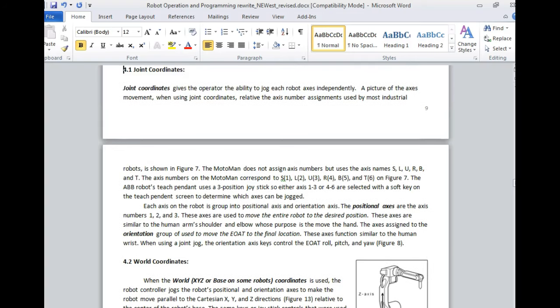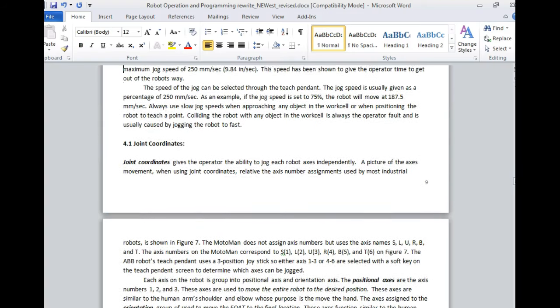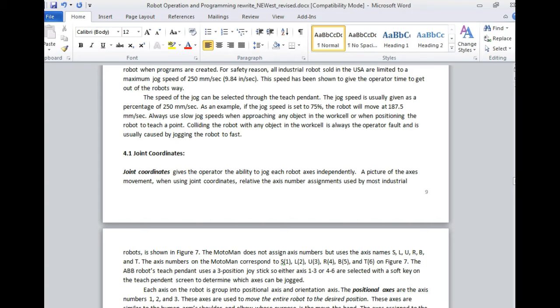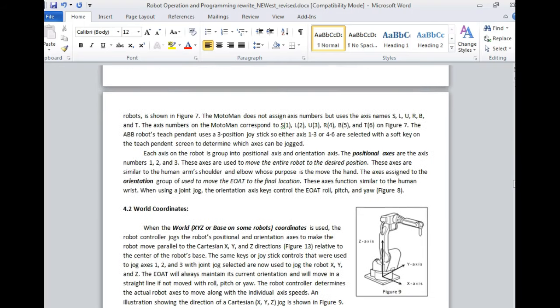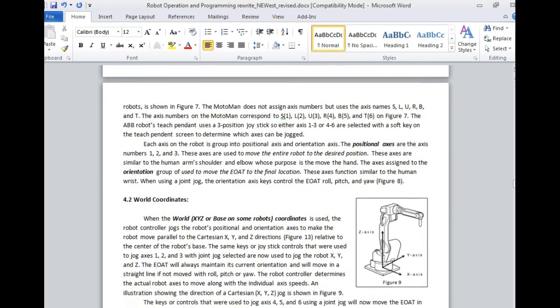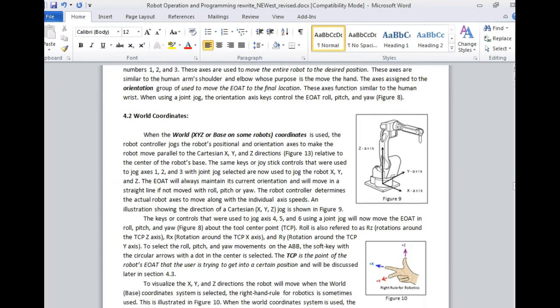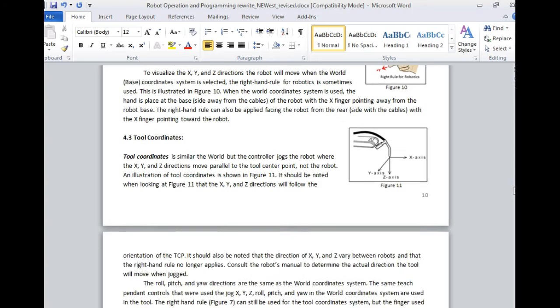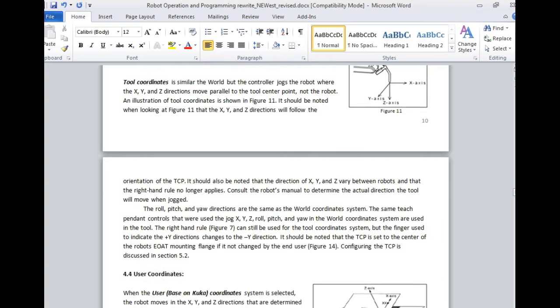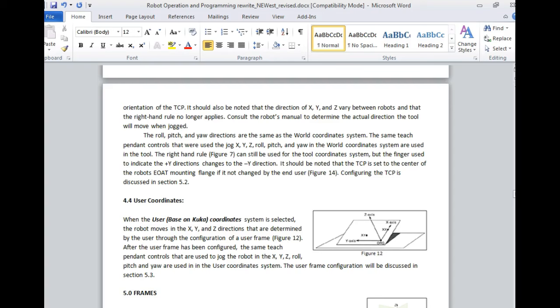So the three coordinate systems that we can jog in. Now this is jogging. This is not programming. This is jogging. Y'all understand that? We can do what we call a joint jog. Then we can do what we call a world jog, which we call the world coordinate system. And then we have what we call a tool coordinate system. And then we have what we call a user coordinate system.